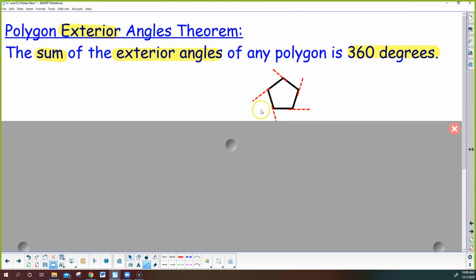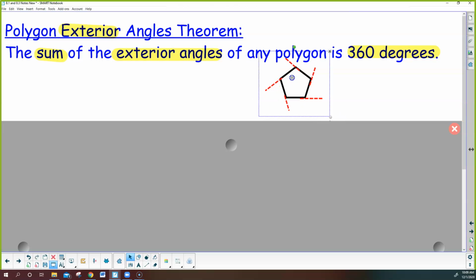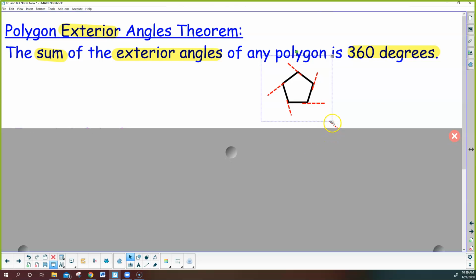Okay, so look at this picture that I have right here. And again, you don't have to draw this, but here's how my brain works. If I make it bigger or smaller, that doesn't change the angles, right? The angles stay the same.